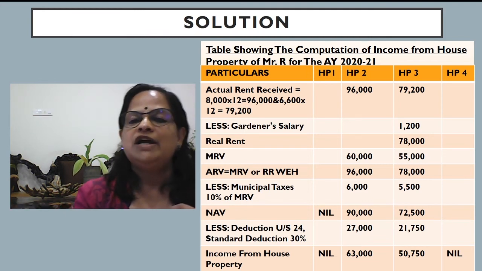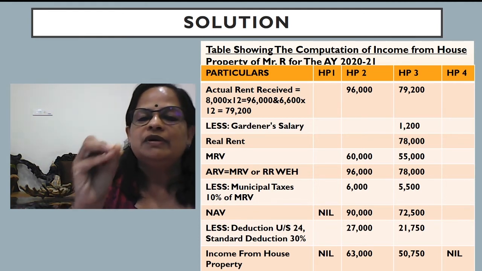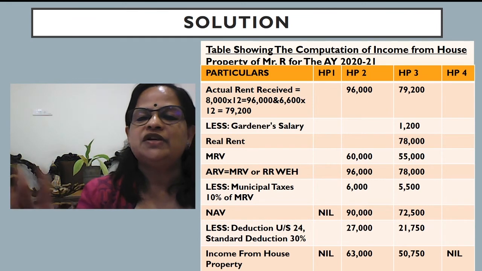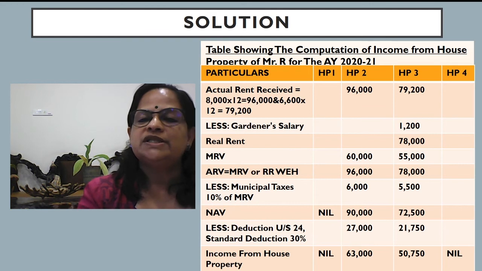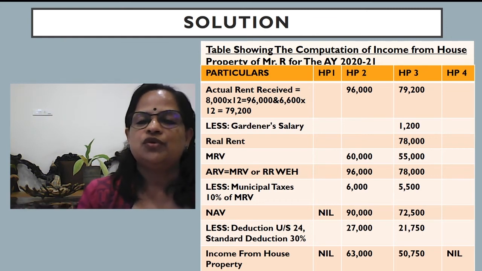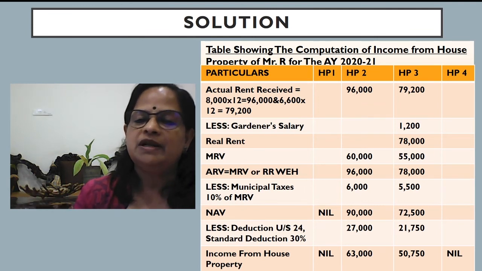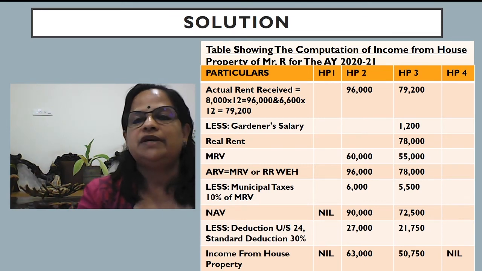Now, municipal rental value 60,000 and 55,000. Annual rental value is municipal rental value or rent receipt, whichever is higher, 96,000 and 78,000. Municipal taxes you have to reduce, 6,000 and 5,500. You will get net annual value 90,000 and 72,500. Less deduction under section 24: 27,000, that is 90,000 into 30 by 100, and 72,500 into 30 by 100. So you will get income from house property, first house property and fourth house property nil. Second one is 63,000, third house property is 50,750.